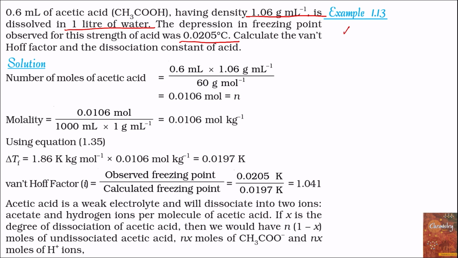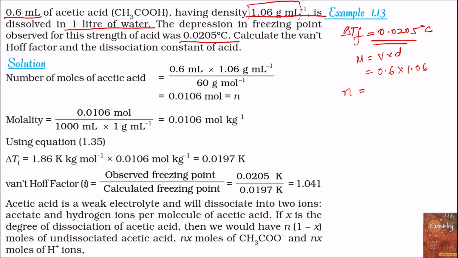Now freezing point depression is equal to 0.0205 degrees centigrade. Now this is the experimental value. Volume of acetic acid is given as 0.6 milliliter and density is given as 1.06 gram per milliliter. So mass will be equal to volume into density. So this is equal to 0.6 into 1.06. This is the mass of acetic acid.